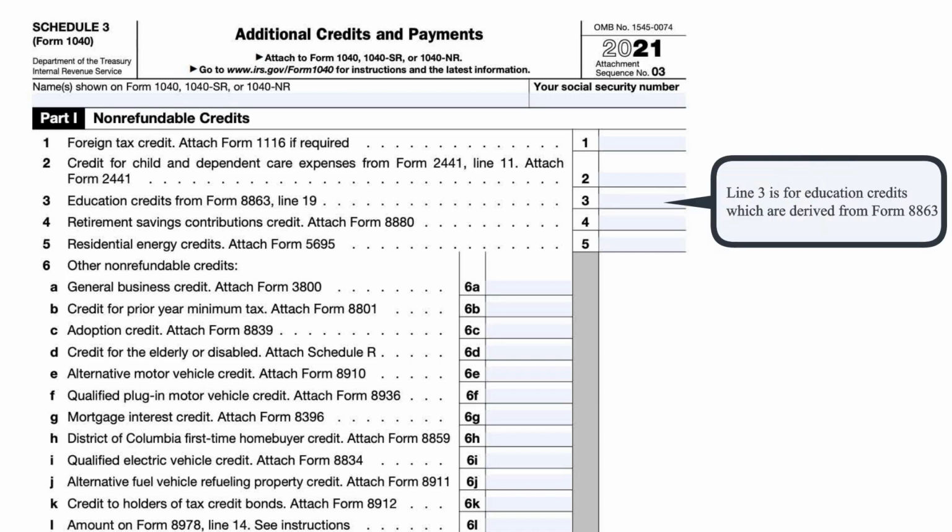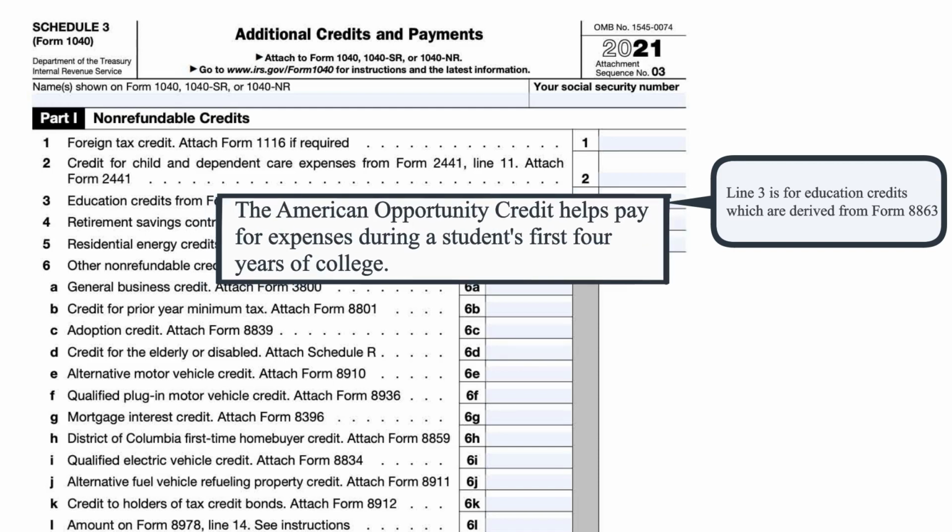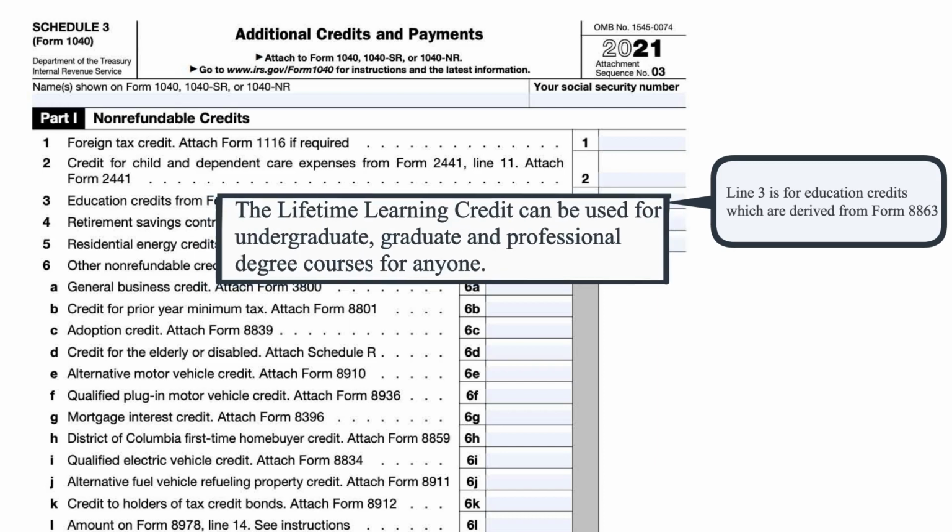Line 3 is for education credits, which are derived from Form 8863. There are two education credits, the American Opportunity Credit and the Lifetime Learning Credit. The American Opportunity Credit helps pay for expenses during a student's first 4 years of college and can reduce $2,500 per student off the tax bill. The Lifetime Learning Credit can be used for undergraduate, graduate, and professional degree courses for anyone and offers a maximum annual amount of $2,000 of savings.